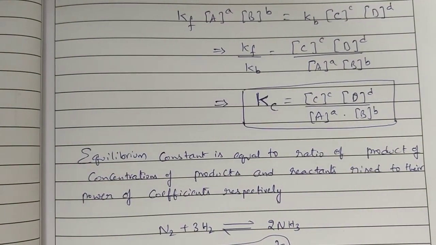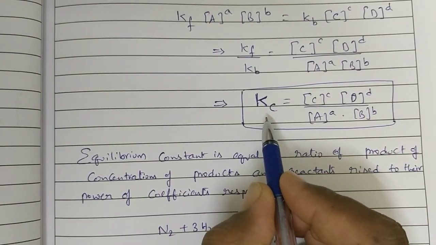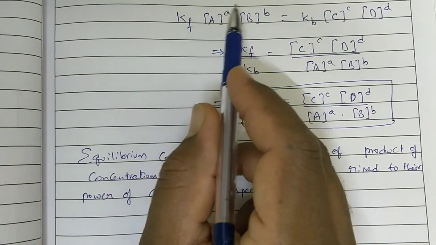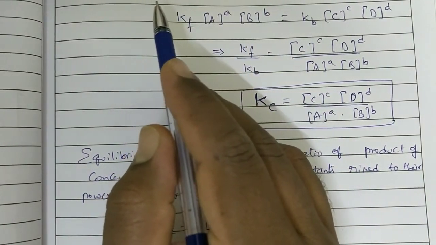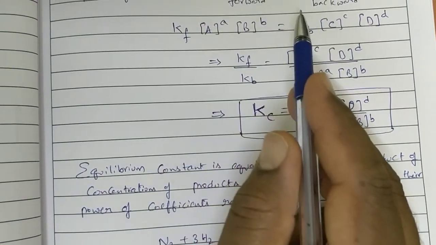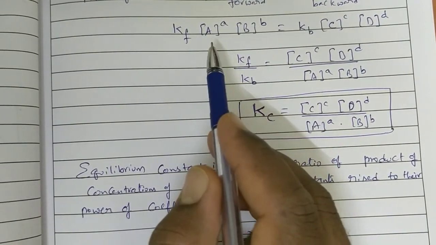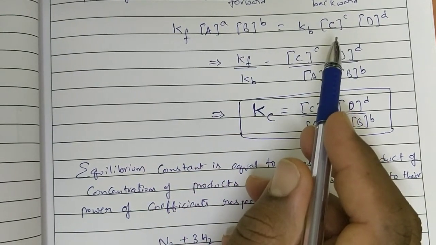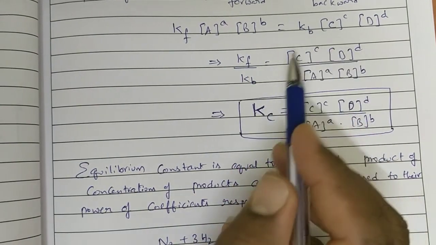In the previous class we saw the formula for Kc. We obtained it by equating the rate of the forward reaction and the backward reaction. At equilibrium, the rate of the forward reaction must be equal to the rate of the backward reaction. According to the law of mass action, this is the rate equation for the forward reaction and this is the rate equation for the backward reaction. Both are equal. We have written Kf by Kb and we got this equation.